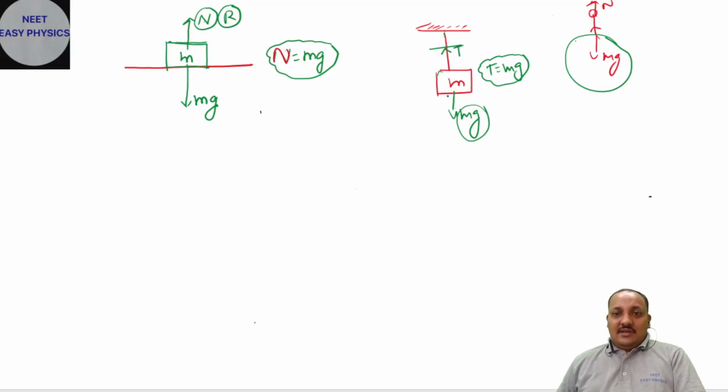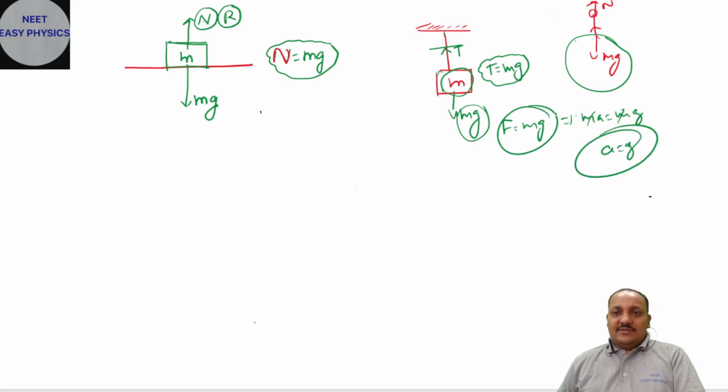Let us assume, how much force is acting on the object now? F equal to mg. Now what is the acceleration of the object according to Newton's second law? ma equal to mg, therefore a equal to g. This type of questions they will ask: when the string is cut, with how much acceleration is the object going to move. Before that, T equal to mg.